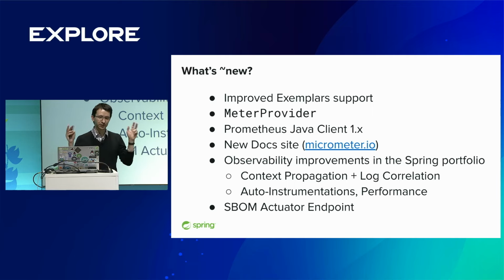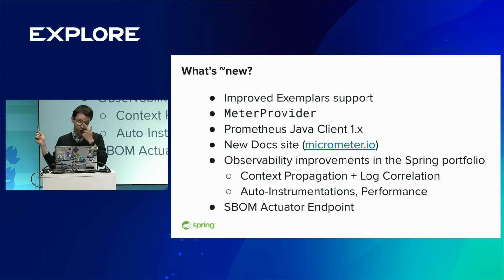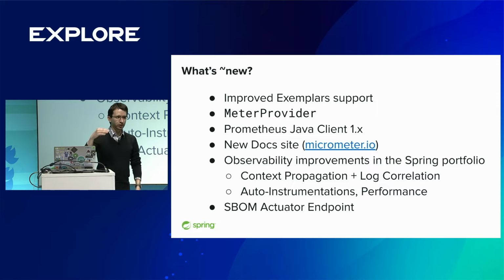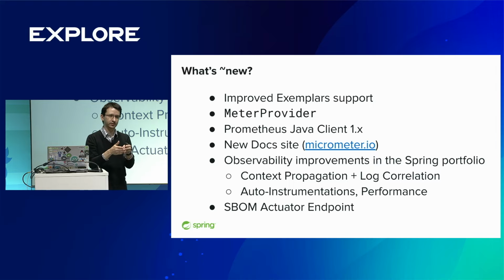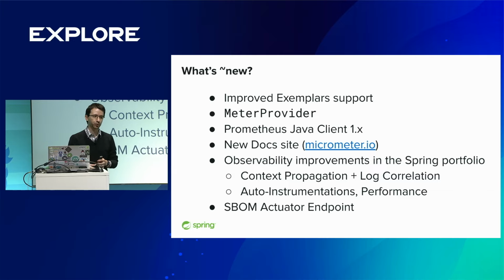Lastly, what is new and what is next in Micrometer and the Spring portfolio that is observability related. The first thing we released is improved exemplar support. Previously, the Prometheus server only supported exemplars for a very narrow set of time series. We talked to the Prometheus people, I created a pull request, they merged it and released, so now you can get exemplars for everything. And Micrometer added support for that very quickly after the Prometheus release.